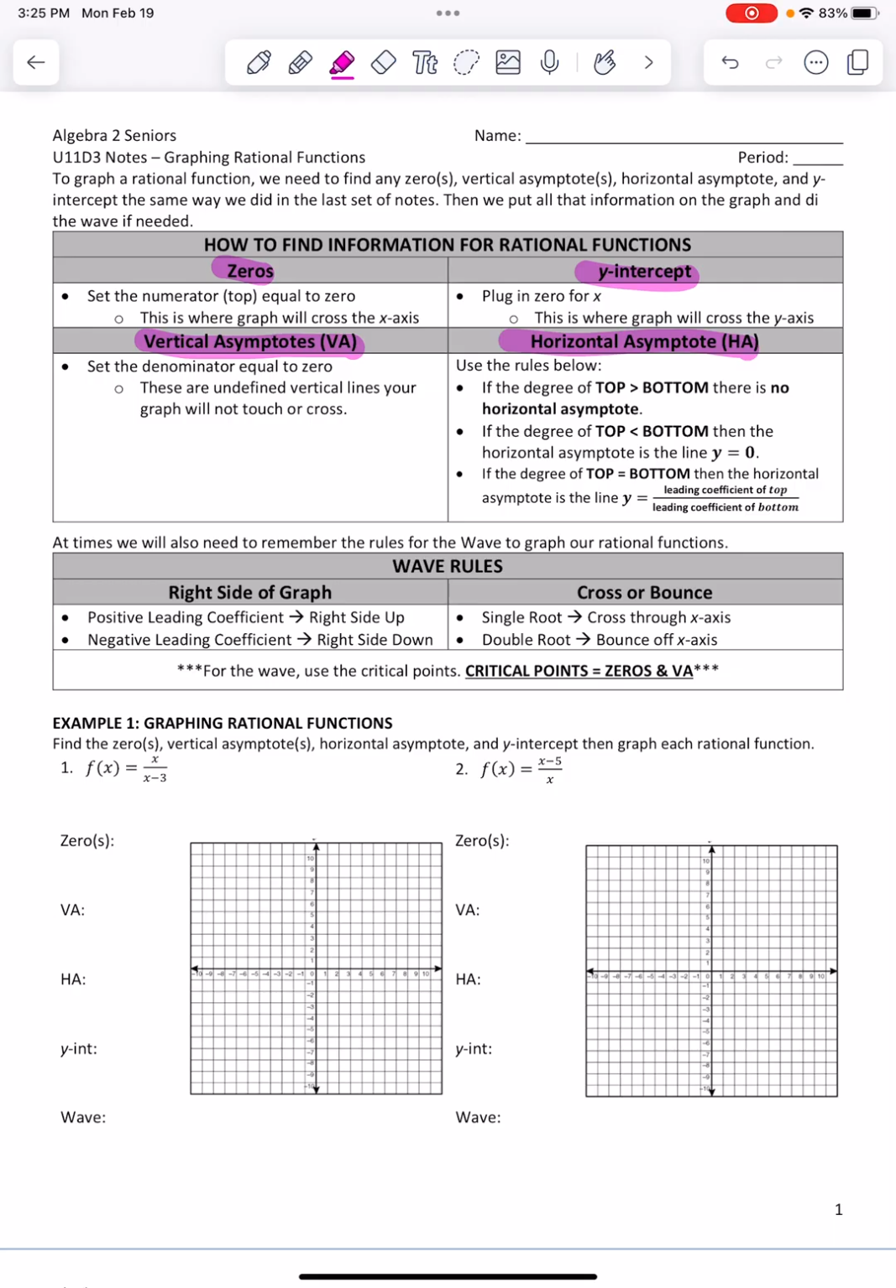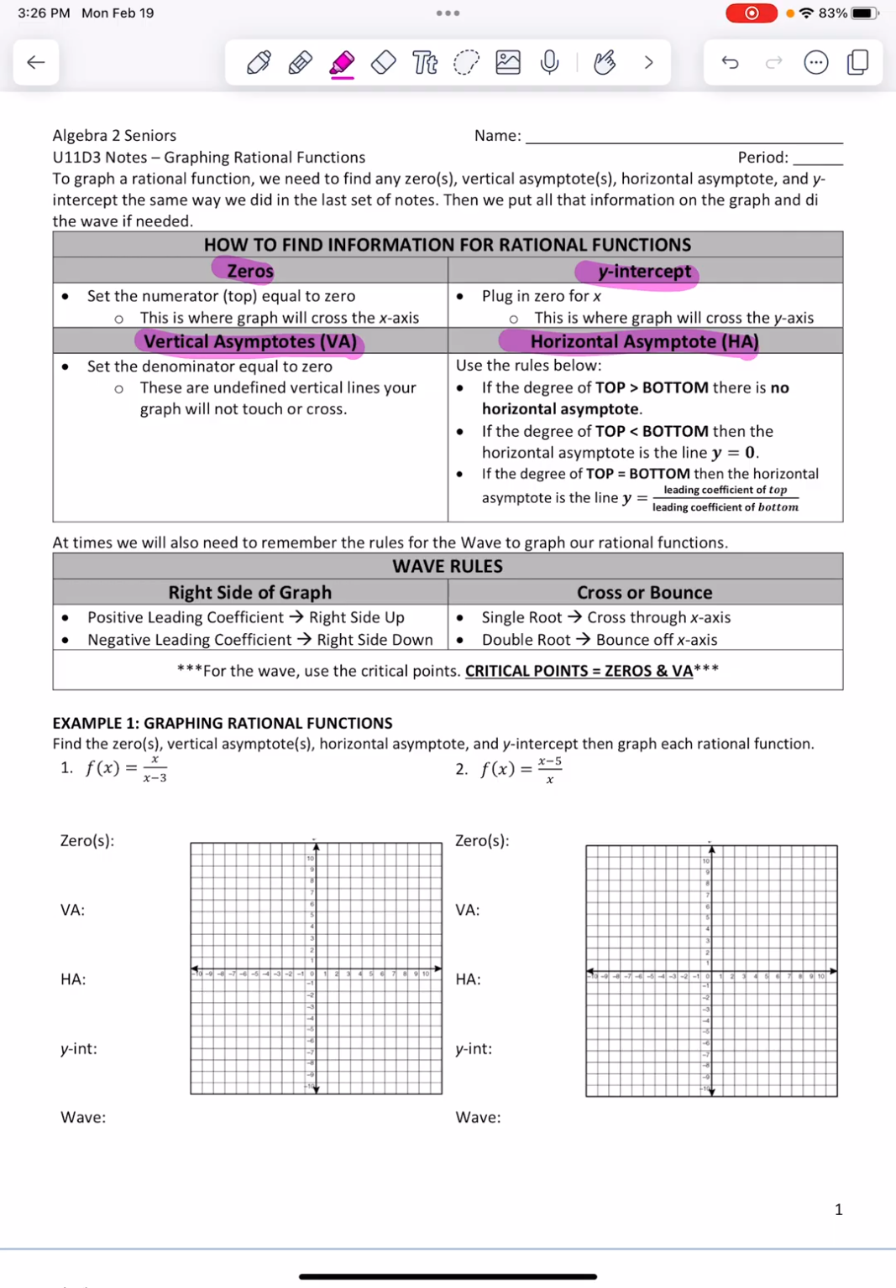So what we're going to work with here is we're going to find those, put them on the graph, and then sometimes we may have to do the wave. Okay, so quick review of the wave rules. All we care about right now, positive leading coefficient tells us the right side's up, negative tells us the right side's down, and then we just care about single and double roots so we know whether we need to cross or bounce at each zero, okay? So remember, single roots, we cross through that zero. Double root, we bounce off, all right?